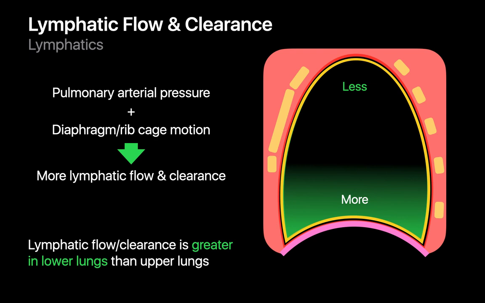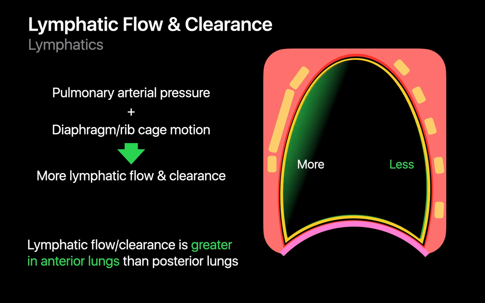Lymphatic flow is predominantly driven by a combination of pulmonary arterial pressure, diaphragm motion, and ribcage motion. Due to the effect of gravity, pulmonary arterial pressure is greater in the lower lungs, which is also where the diaphragm is. As a result, lymphatic flow is greater in the lower lungs than in the upper lungs. Because of the way our upper ribs elevate during inspiration, the anterior ribcage moves more than the posterior ribcage, resulting in greater lymphatic flow near the anterior margins of the lungs.